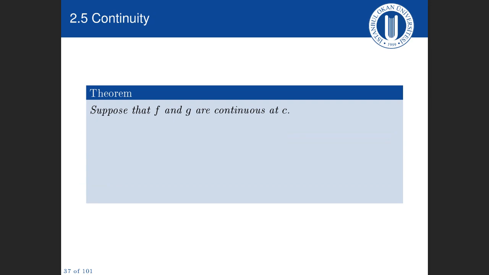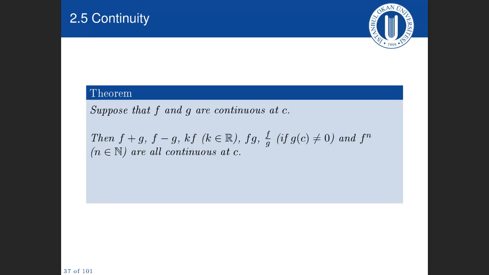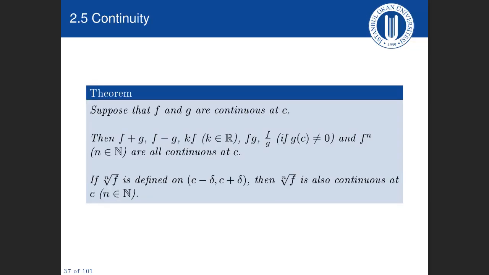Theorem. Suppose that f and g are continuous at a point C. Then f plus g is continuous at C. f minus g is continuous at C. kf for some number k is continuous at C. fg is continuous at C. f divided by g, as long as g of C is non-zero, is continuous at C. And f to the power n is also continuous at C.